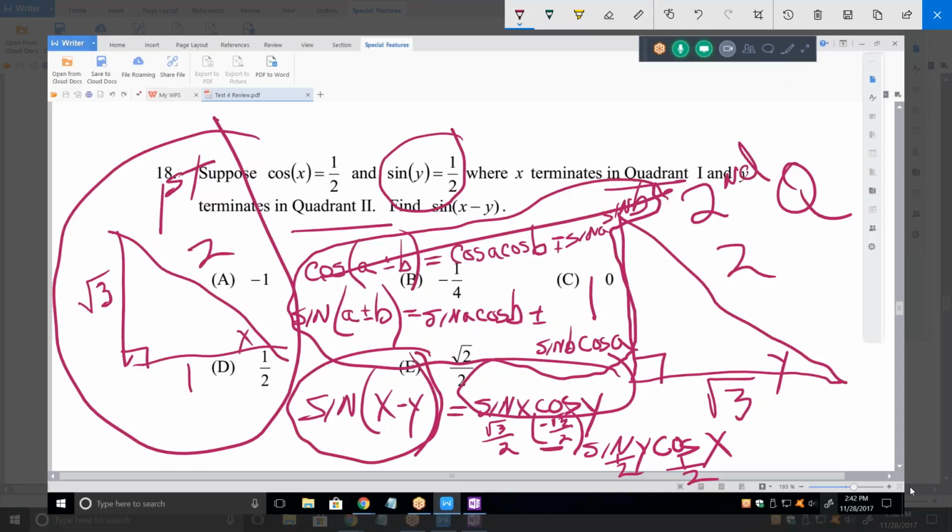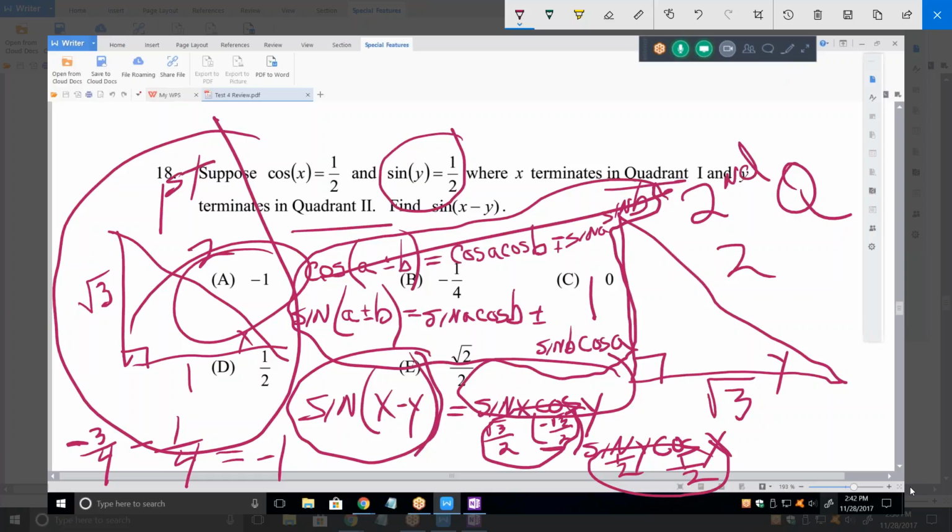So, to get the sine of x minus y, now I just got to do the arithmetic. If I do this, I get minus 3 over 4 is this part. And then I'm subtracting 1/4 from that, which is this part. Well, that's equal to minus 1. A.